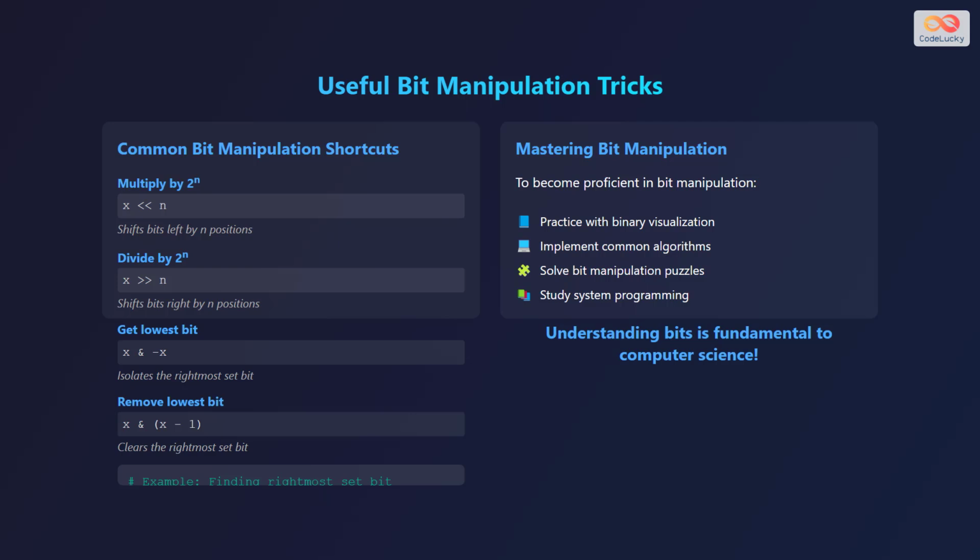To become proficient in bit manipulation, practice with binary visualization, implement common algorithms, solve bit manipulation puzzles, and study system programming. Understanding bits is fundamental to computer science.